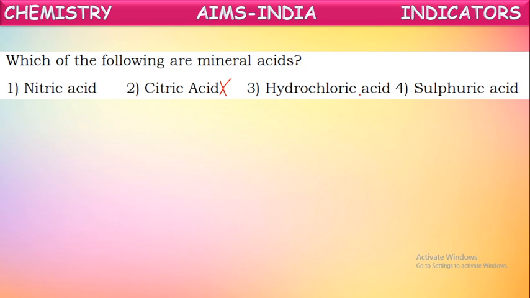Hydrochloric acid is one of the mineral acids, and even sulfuric acid is also one of the mineral acids. What will be the correct answer now? These three are mineral acids. Okay, let's go to the next one.